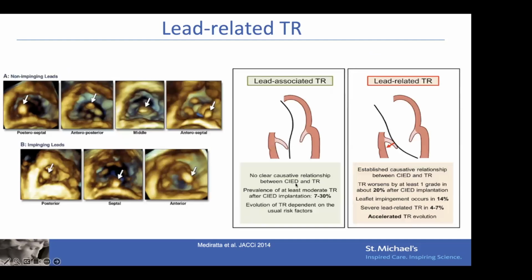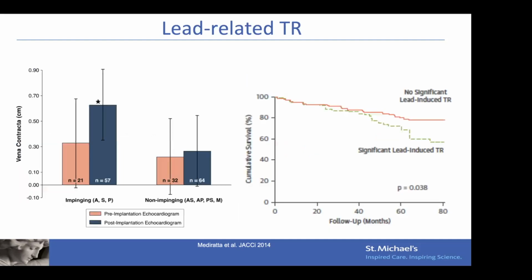As mentioned before, before diagnosing lead-related TR, you need to be absolutely sure that there is an interaction, because not always is the lead causing TR when it is present. About 7 to 30% of patients with a lead have been shown to have at least moderate TR, but this does not mean that the lead is the causative mechanism. There really has to be an interaction between the lead and the leaflet or the subvalvular apparatus. And this is important not only because we know that lead-induced or lead-related TR obviously worsens TR, but also because it impacts prognosis: patients who develop lead-related TR will do worse over time compared to those who have a lead and have incidental TR or TR due to other reasons.